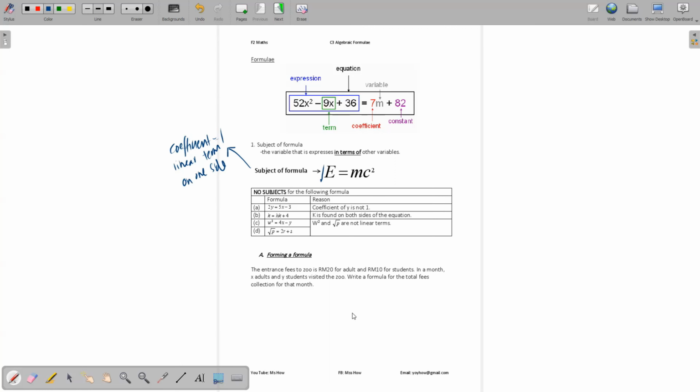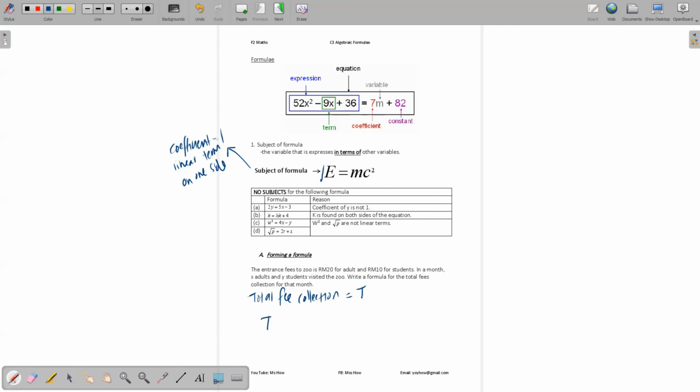So we look at the first one. How do we form a formula? The entrance fee of a zoo is 20 ringgit for adults, 10 ringgit for students. In a month, X adults and Y students visited the zoo. Write a formula for the total fee collection for that month. So let us get this total fee collection. We choose one variable to represent the total fee collection. It's up to your choice. You can choose any alphabet you like. For me, I will choose T, easier to refer to as well.